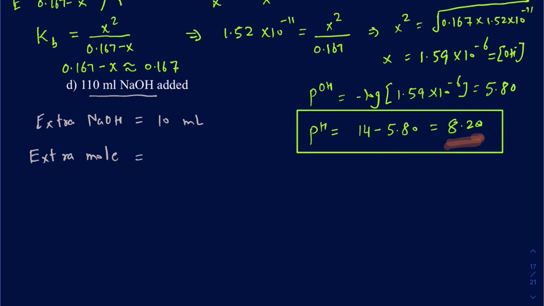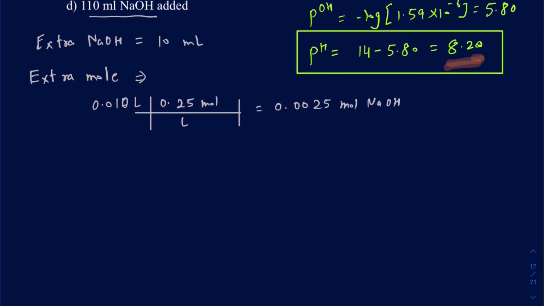So extra moles would be, I'll do 0.010 liters, because that's how much extra volume of NaOH you have. And then you got 0.25 moles of NaOH per liter. So that's going to be giving you 0.0025 moles of NaOH. Okay, so then at the end of the day, we've got to figure out what's going to be your concentration here.